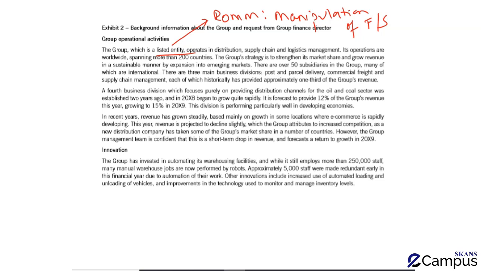So I went on to read all this information and okay, I have understood what's happened. The main part that I need to retain from this is approximately 5,000 staff were made redundant early in this financial year due to automation of their work. One thing that you need to understand is please do not write risk of provision related to redundancies, because this happened earlier in the year. So if this happened at the beginning of the year, this would have been paid. There's no need for provision at the year end. So we can't just pick up a word and assume this is what they're saying. Please make sure you read the requirement very, very carefully.